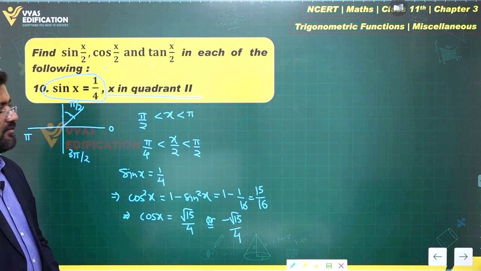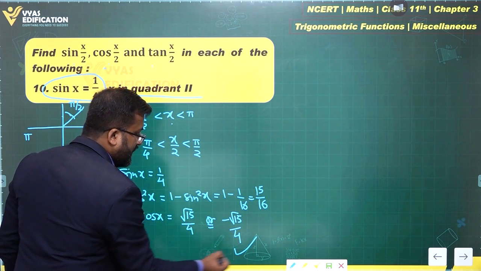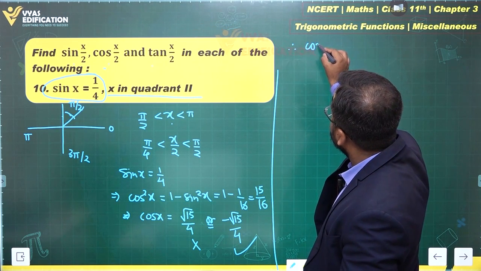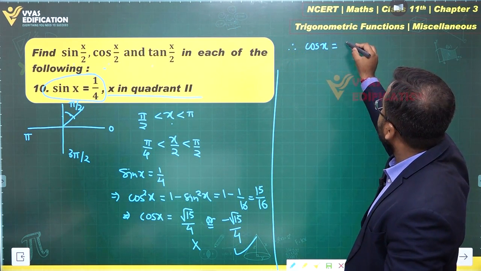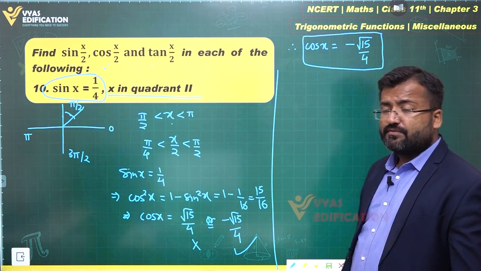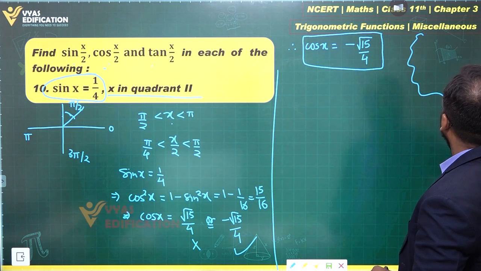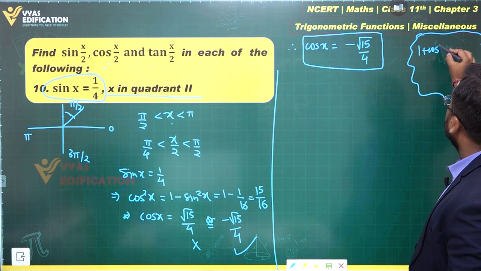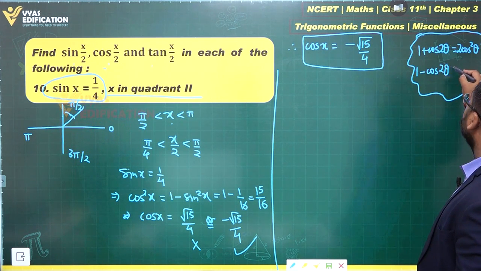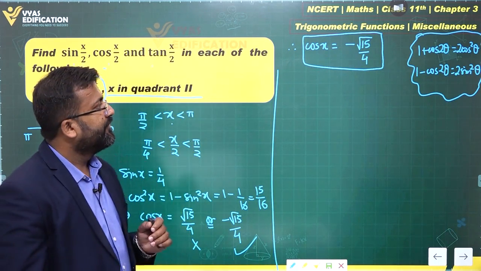Which of these values will you consider? X lies in the second quadrant. Sin x is positive but cos x will be negative. This is okay, this is not okay. So from here I get the value of cos x first. Therefore cos x is equal to minus square root of 15 over 4. But were we asked cos x? No, we were asked to find cos x by 2, sin x by 2 and tan x by 2. Remember the formulae for cos 2x. 1 plus cos 2 theta is 2 cos square theta. 1 minus cos 2 theta is 2 sin square theta. Right? Let's use those formulae.